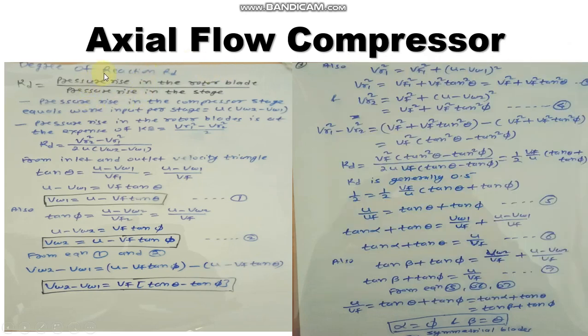Now, if you see, the third is degree of reaction. Degree of reaction is the ratio of pressure rise in the rotor blades to the pressure rise in the stage. The pressure rise in the compressor stage is equal to the work input per stage. This is the degree of reaction formula.